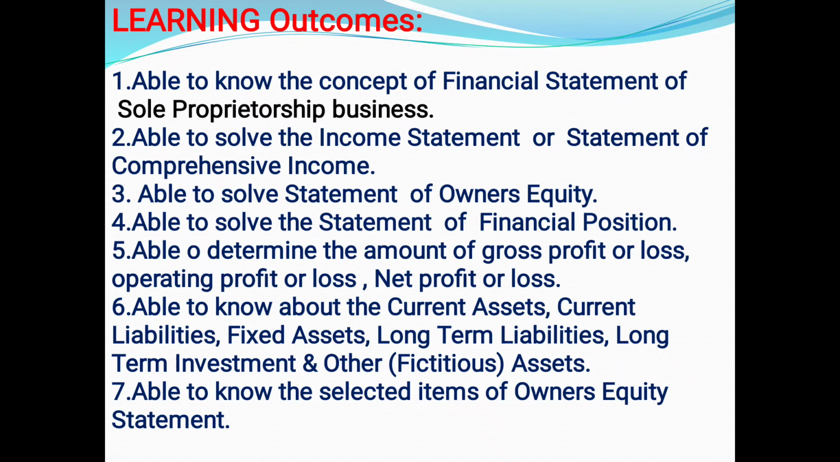Number 6, able to know about the current assets or short-term assets, current liabilities, that is short-term liabilities, fixed asset, that is long-term asset, long-term liabilities, long-term investment, and other assets, that is indicated as fictitious assets in business. Number 7, this is the last one, able to know the selected items of owner's equity statement.